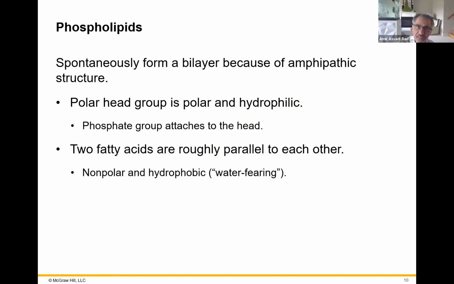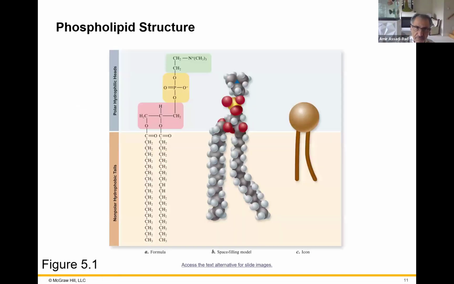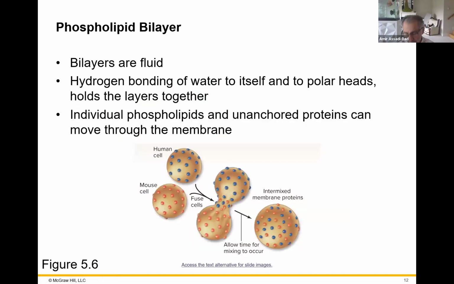Phospholipids spontaneously form a bilayer because they are amphipathic. It means it has a head, we talked about this last time. The head loves water, the tail does not like water. Here's a phospholipid. This is where we stopped.